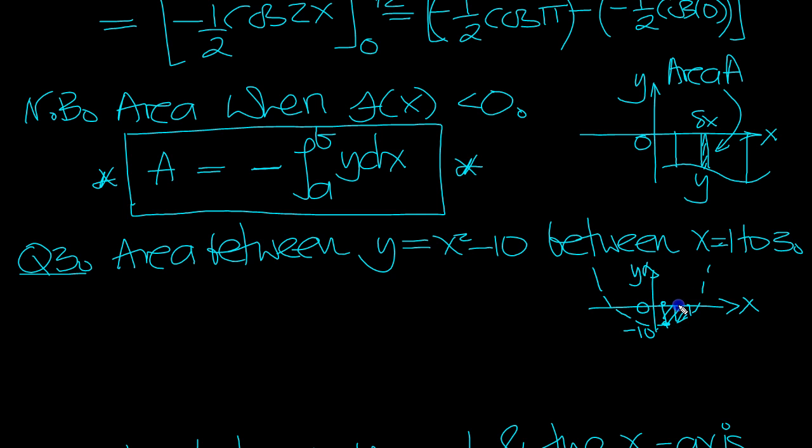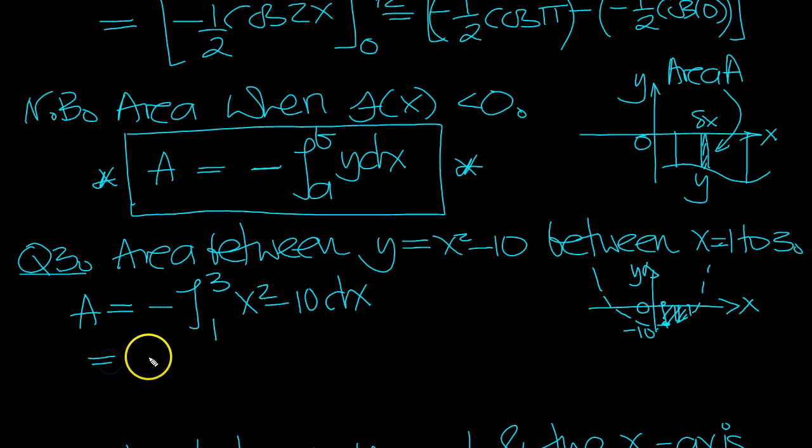It's always under the x-axis, so it's negative. So we use the formula above, minus the integral between 1 and 3 of x squared minus 10 dx. So that's equal to, integrate x cubed over 3 minus 10x is the integral. Evaluate that between 1 and 3, and don't forget it's a minus.